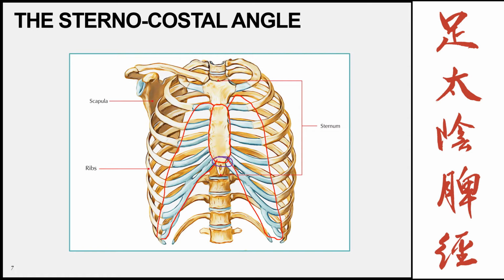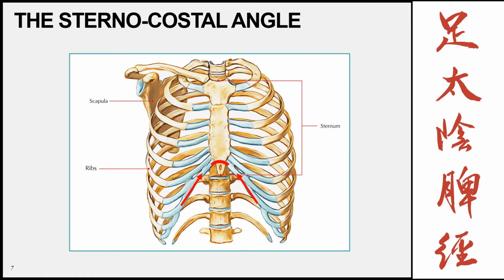And how we locate this region is we first palpate on the patient at the lower border of the rib cage over here and here, and then we follow these lower borders up to where they join to the sternum, which will be around this region, and that's our sternocostal angle.